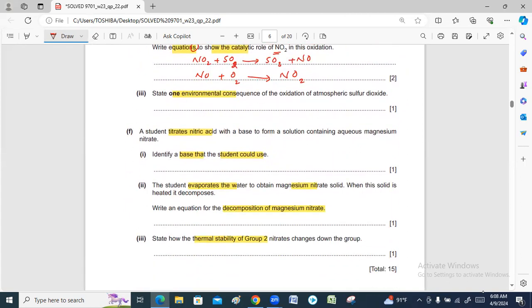State one environmental consequence of the oxidation of atmospheric sulfur dioxide. You know that sulfur dioxide and nitrogen dioxide cause acid rain. So they cause acid rain.